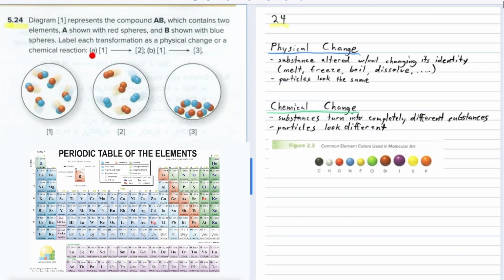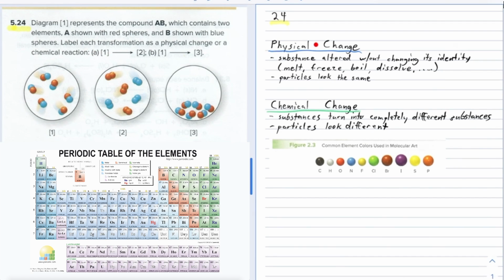So transformation A is 1 goes to 2. So this turns into that. And then transformation B is 1 goes to 3. So this turns into that. So is transformation A a chemical or physical change? Well, to answer that question, we need to know what chemical and physical changes are.